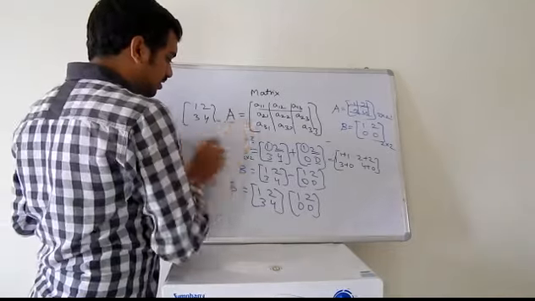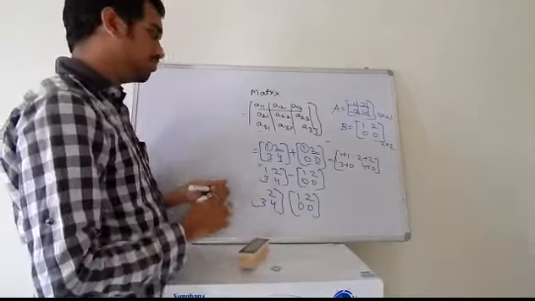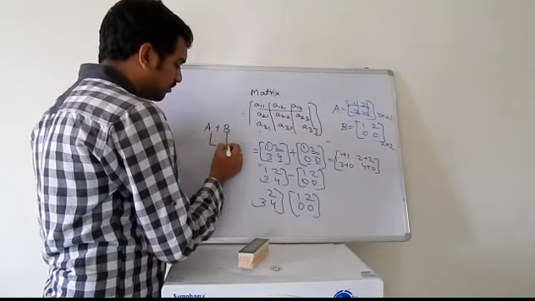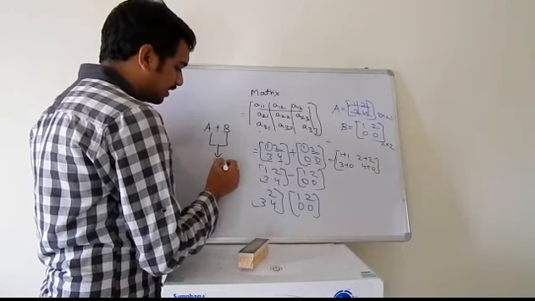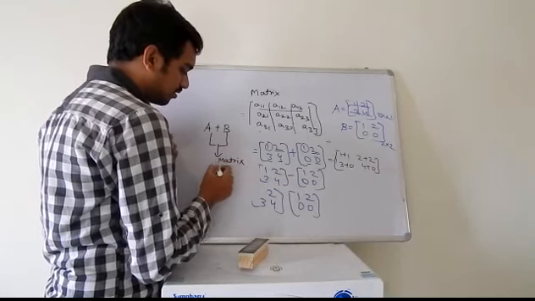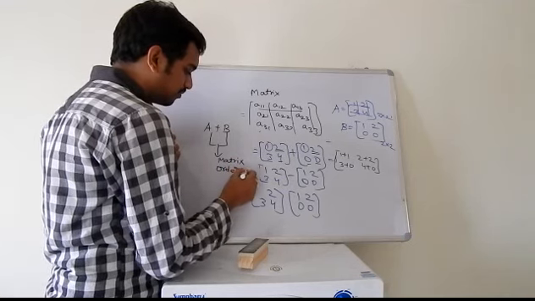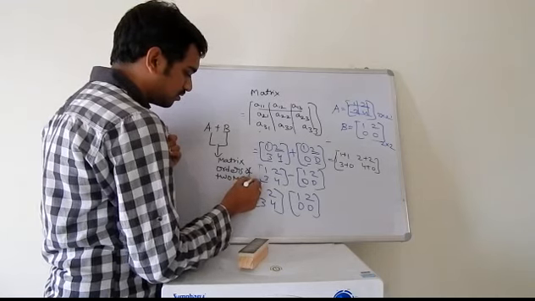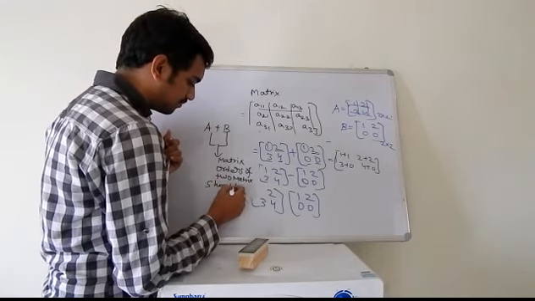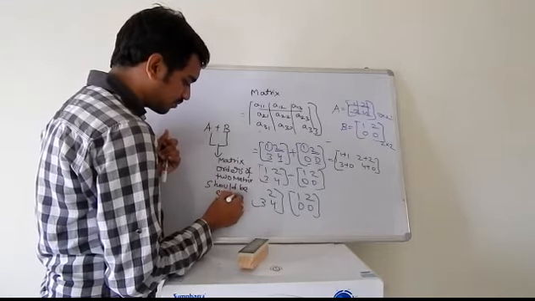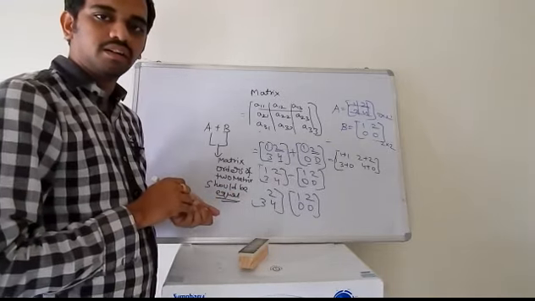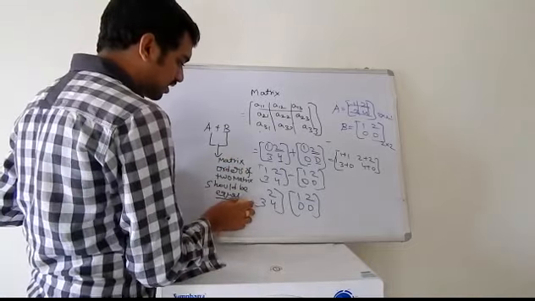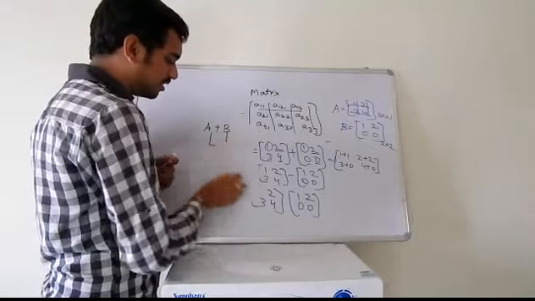So we can say that addition of matrices is possible if and only if the orders of the two matrices are equal. This is very important. If they are not equal, we can't add the two matrices. In the next case, subtraction is also in the same fashion.